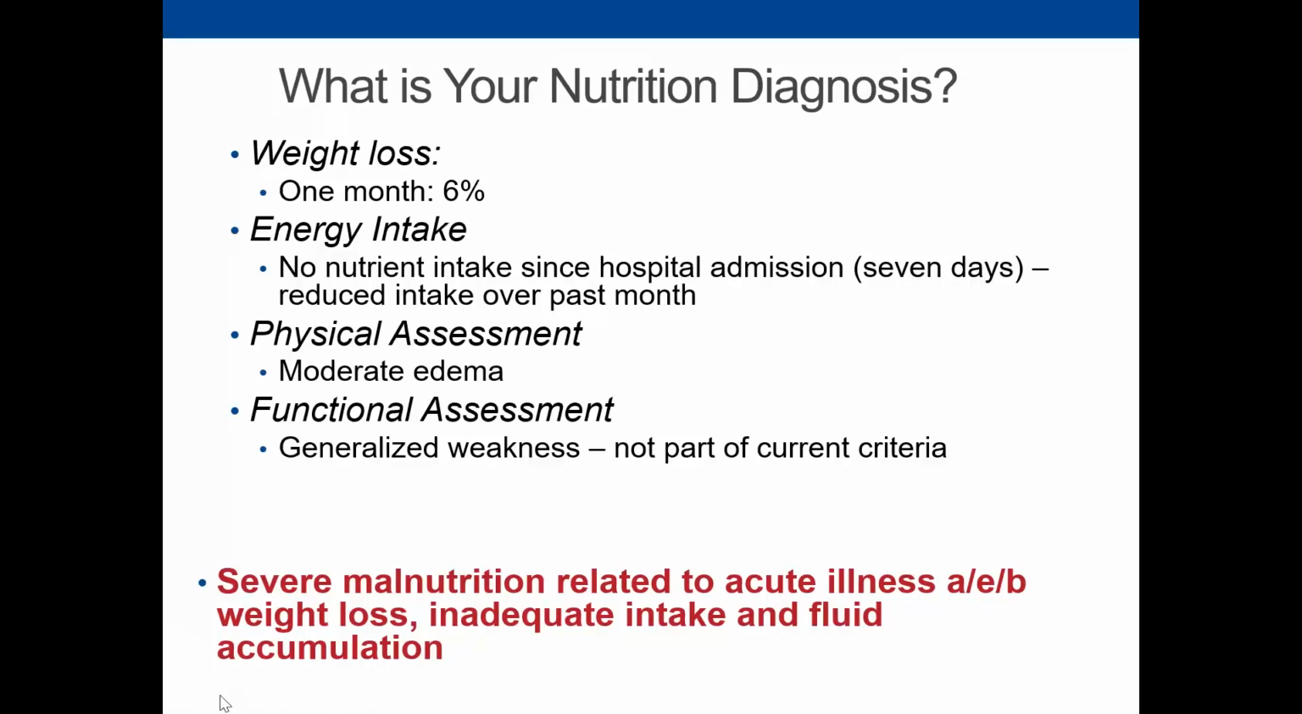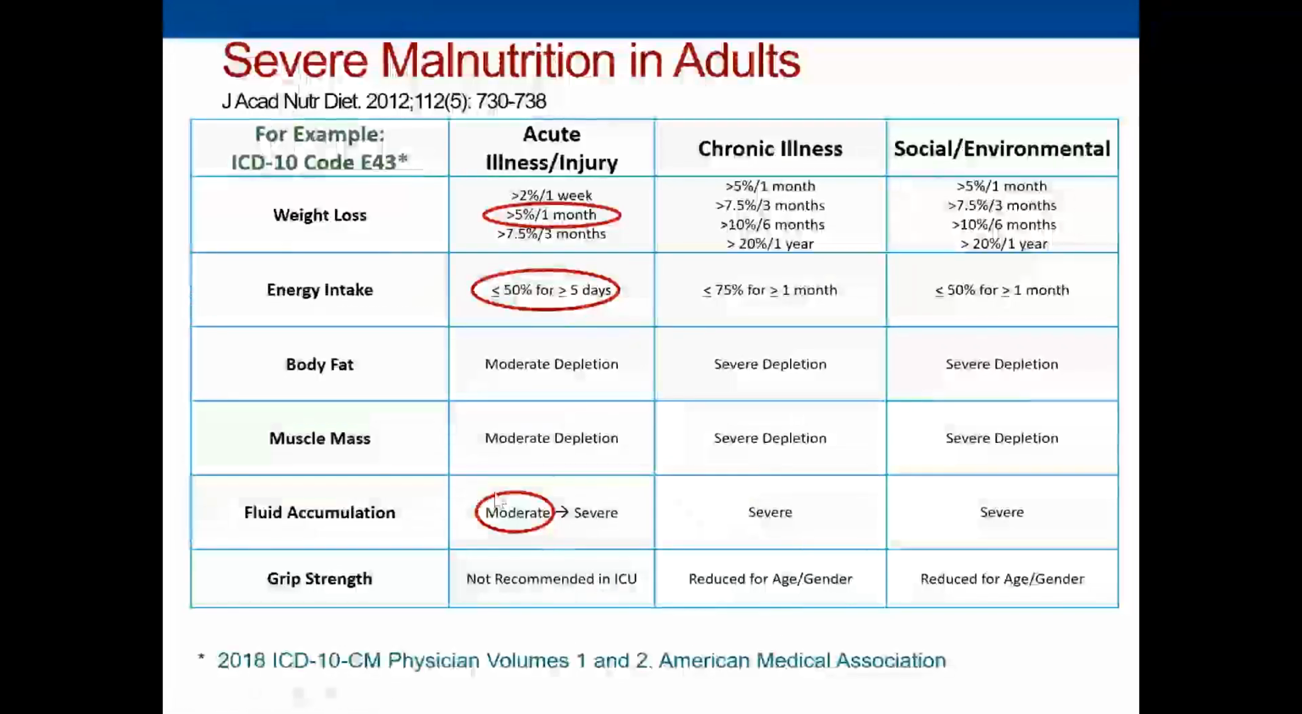and fluid accumulation. And you can see this is the chart that we have on laminated cards that we carry in our pockets, although most of this I've memorized, but sometimes the weight loss I have to look back on the card. But this is just an example of what our card looks like, and you can see I circled the criteria that this gentleman demonstrated. And so this shows that his malnutrition was related to his acute illness and injury.